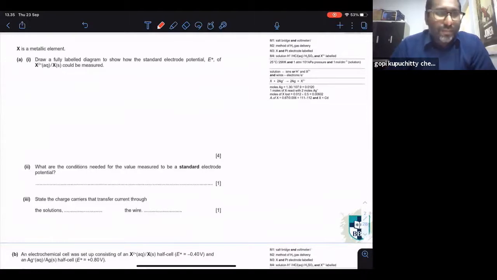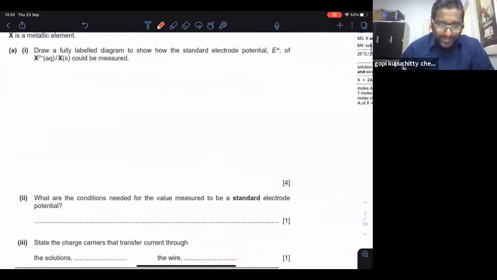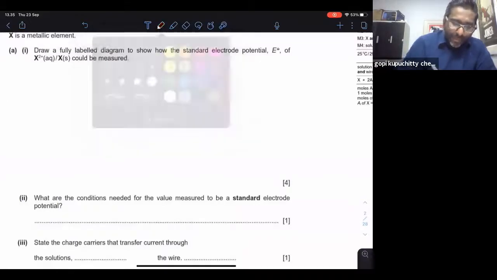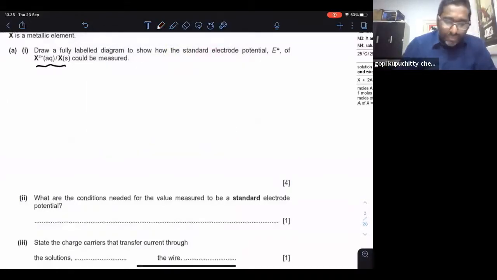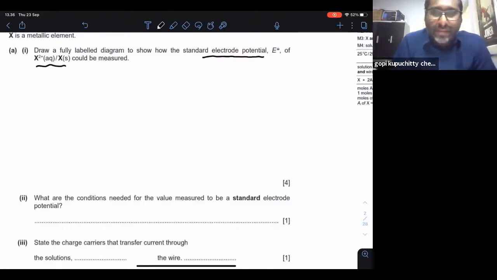Which is going to be: draw a fully labeled diagram to show how the standard electrode potential of X2+ and X is measured. So if you look at this, automatically you should know that this is going to be something related to your metal cation, and we are going to find the standard electrode potential. In order to find the standard electrode potential, you need to compare with the hydrogen half cell. So you need to draw the hydrogen half cell.